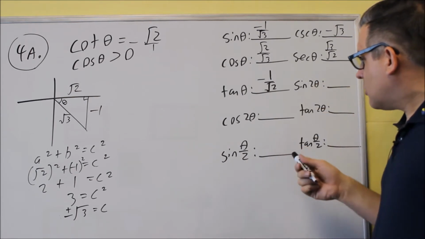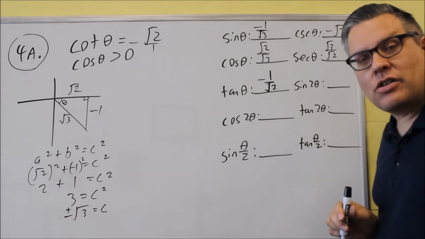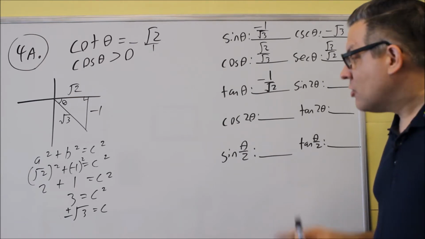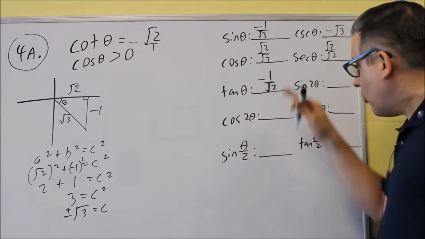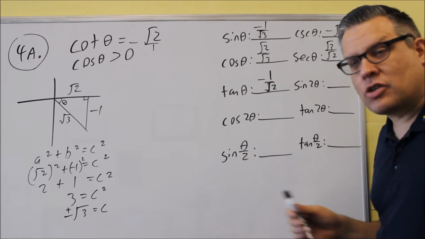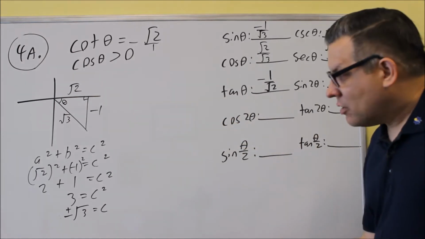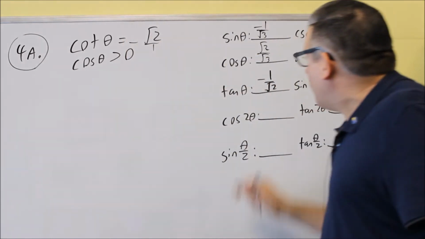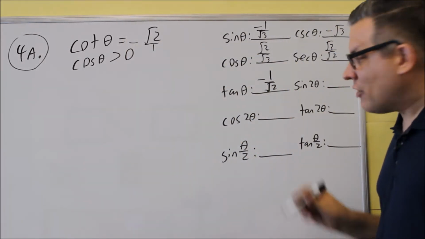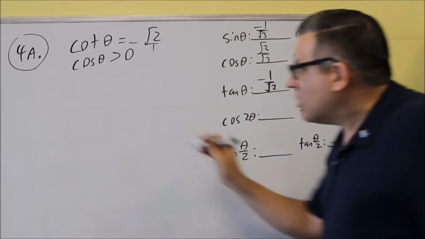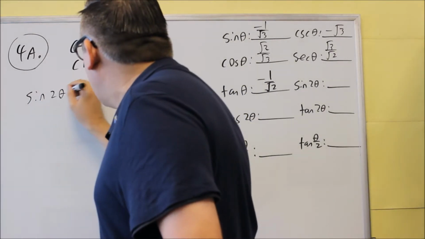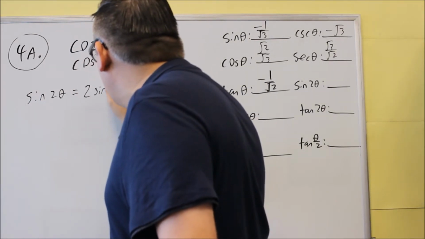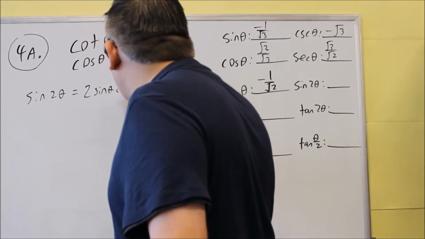Now, for these other ones, sine 2 theta, cosine 2 theta, I need special formulas for those. So you want to make sure you know the formulas for the double angle and half angles because you need to use them here. So I'm going to now erase this since we have all the information that we need to fill out the rest of these. Now the first one we want to do is sine 2 theta. Okay, so sine 2 theta is equal to 2 sine theta cosine theta.